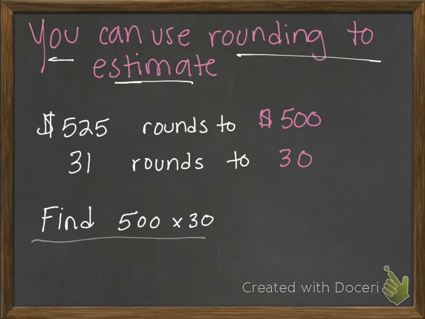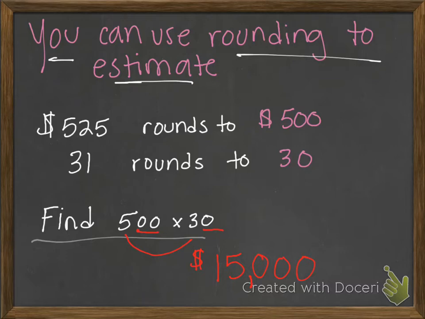So remember how we do this is if it ends in all zeros on both of them, we can use the trick. So 5 times 3 is 15. Add all of our zeros, which are 3. Remember to start from the back and go over 3. That's how you know where your comma goes. So Lily would spend $15,000 on 31 horses.